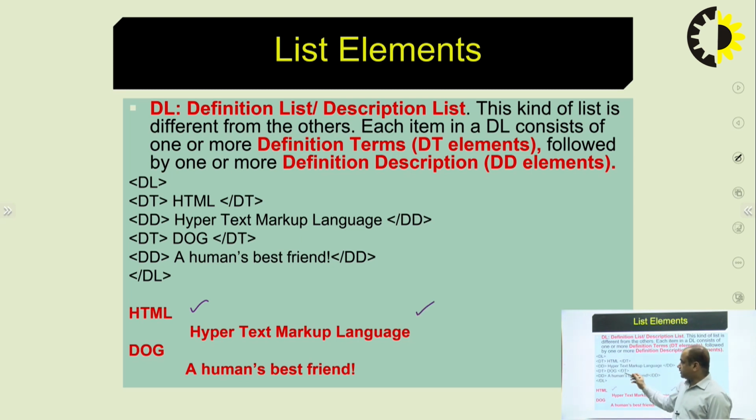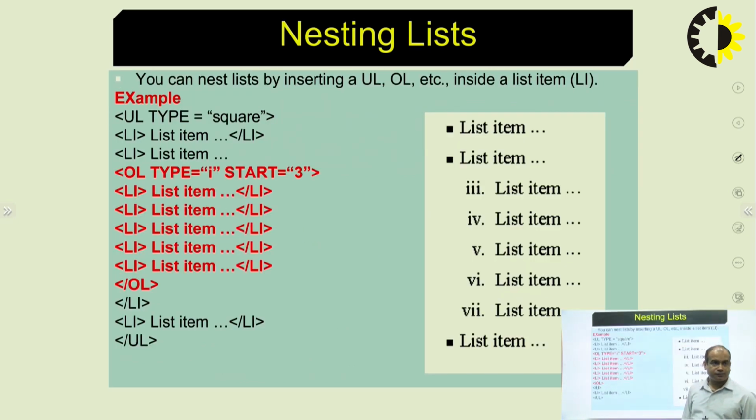In the second example we are taking the definition term as dog. So I define its definition data as: it is a human's best friend.